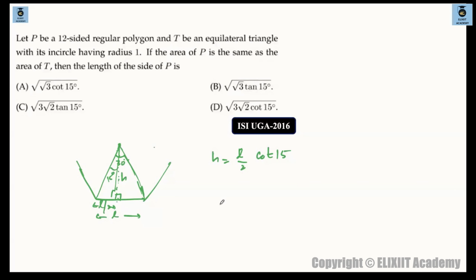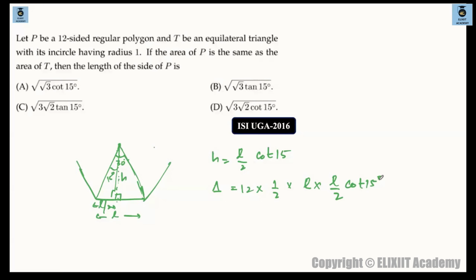So this will be L/2 times cot 15. So delta, you have got h, so what will delta be? Delta will be half into base into height. So half into base, base is L, sorry, base is L/2 times half into L times L/2 times cot of 15 degrees. Half into base into height, and height is now L/2 times cot 15.